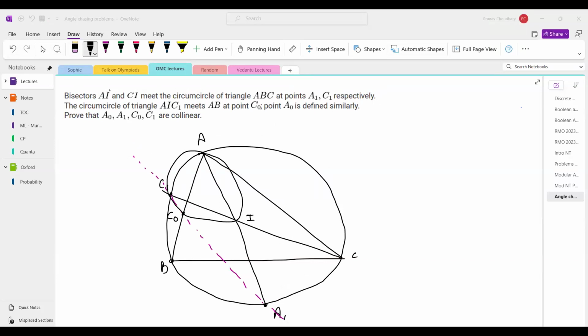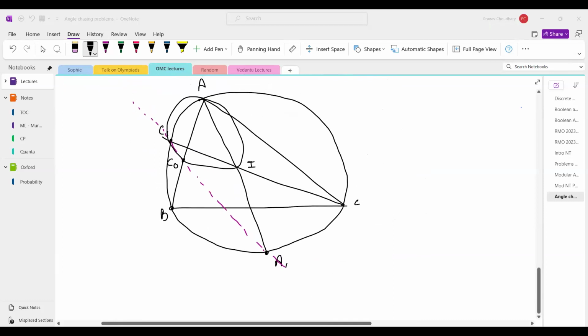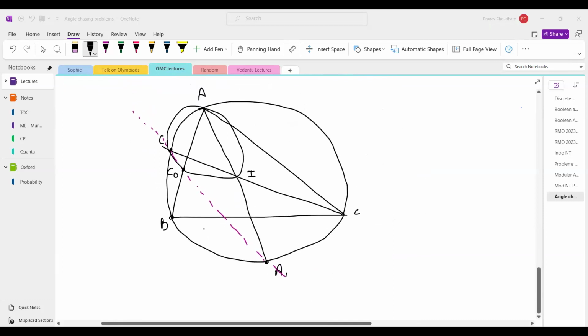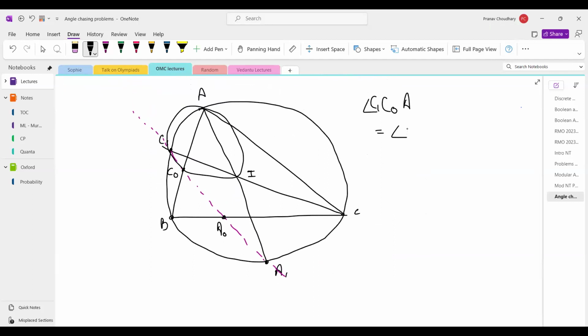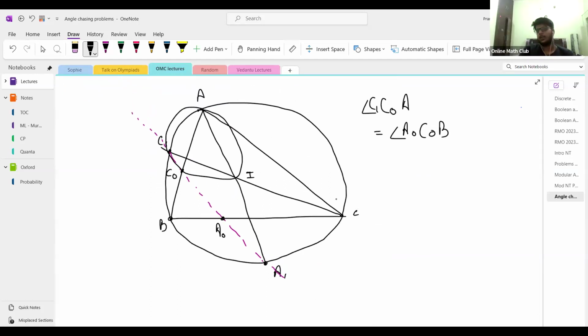Prove that C1, C0, and A0 are collinear. You can try showing that the angle C1C0A is equal to the angle A0C0B. Sorry, can you repeat? I wasn't able to follow. To show that C1, C0, and A0 are collinear, you could try showing that the angle C1C0A is equal to the angle A0C0B. Right. Okay. That is a good way to go about it.